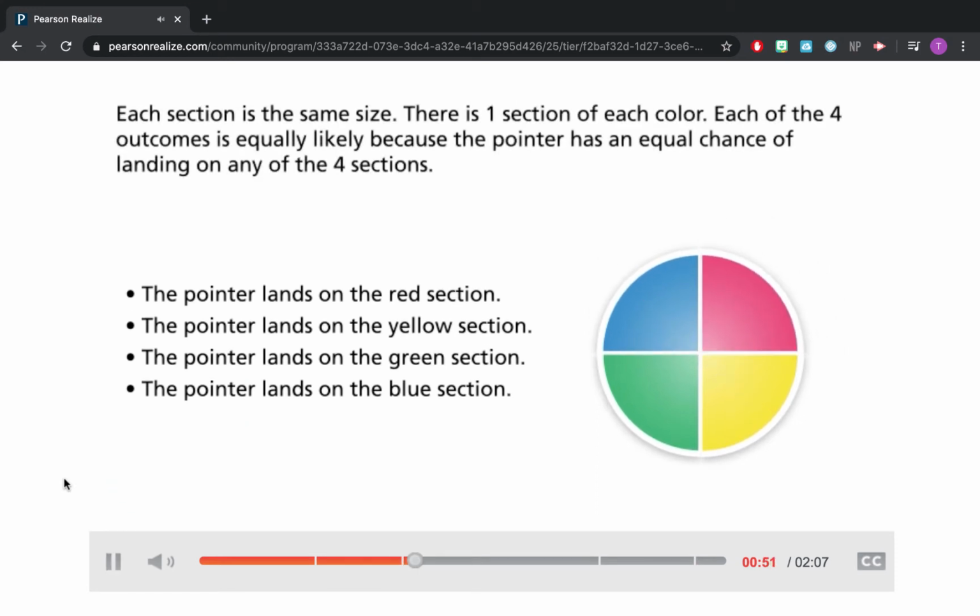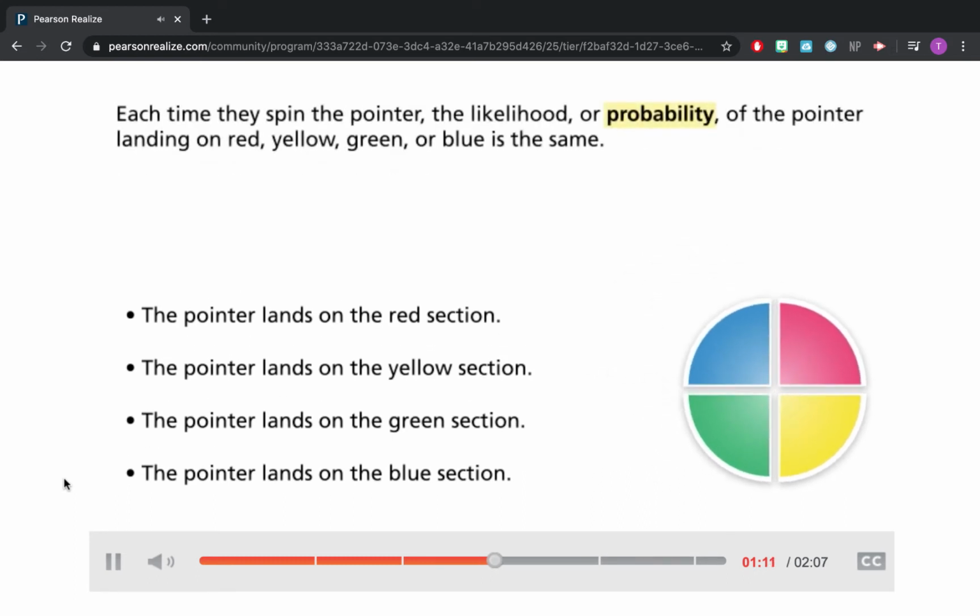Each section of the spinner is the same size, and there is 1 section of each color. So, each of the 4 outcomes is equally likely, because the pointer has an equal chance of landing on any of the 4 sections. This time it happened to land on the green section.